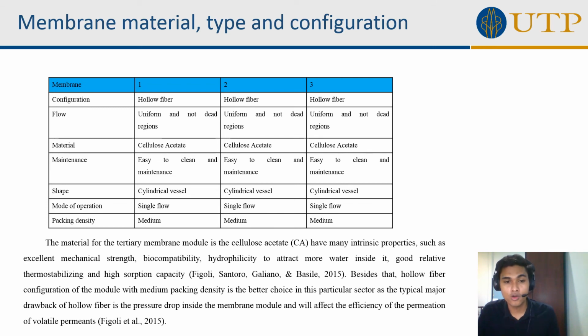Besides that, a hollow fiber configuration with medium packing density is a better choice in this particular sector, as the typical major drawback of hollow fiber membranes is the pressure drop inside the membrane module, which affects the efficiency of permeation of the volatile permeate.